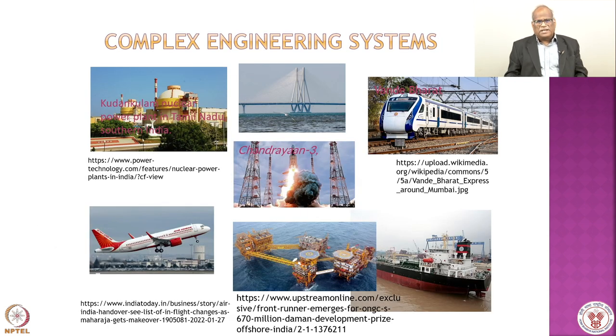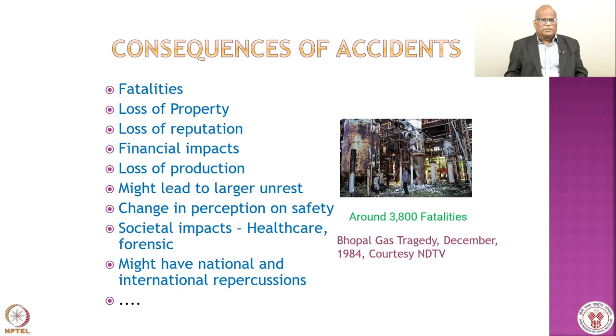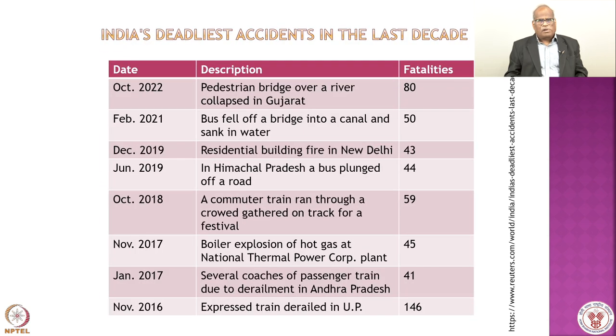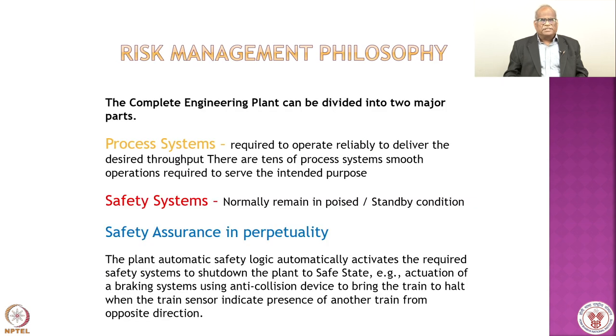Okay, this slide is for us to see what the complex systems are. The first one is the nuclear engineering system. Yes, it is a nuclear plant actually. You can see the size, maybe whether you will be able to realize, then even the bridges that are being built. I have taken this from the internet and I have given the source here. This bridge is in Mumbai, very recently built, and then these are our train systems. And then aviation, offshore platform, shipping, and of course space. So for the purpose of this, I am considering these as complex engineering systems.